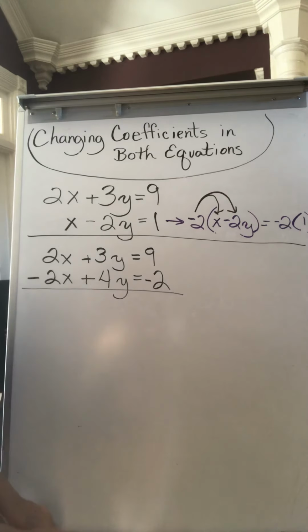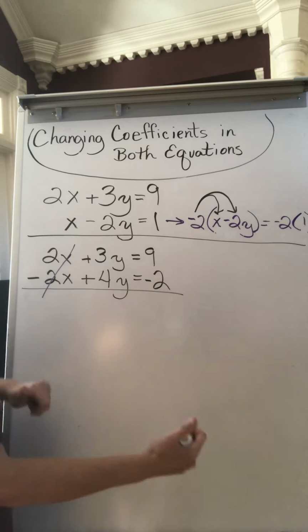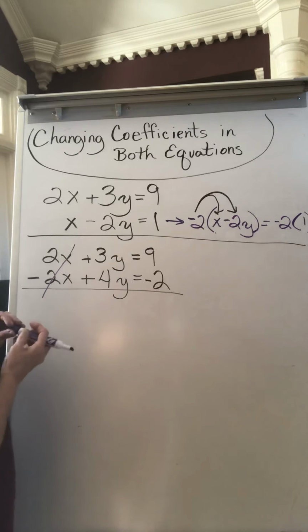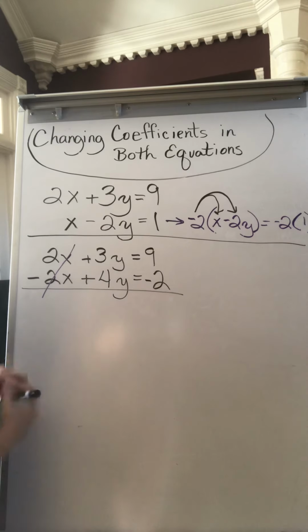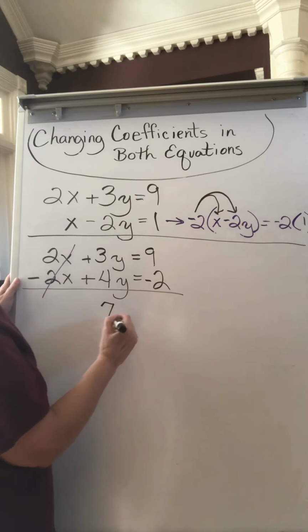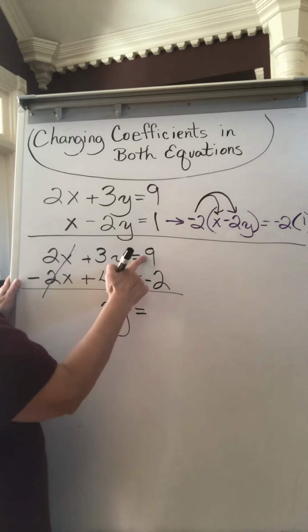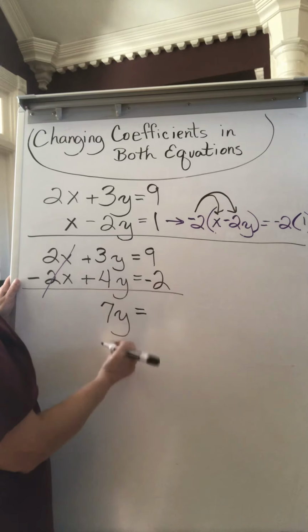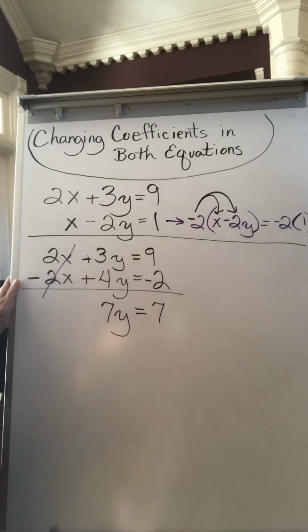Okay, so now looking at this, 2x minus 2x, I can cancel that out. It's out of there. All right, then I have 3y plus 4y. That's going to give me a total of 7y. Then I have a 9 and a minus 2. That's going to give me a 7.